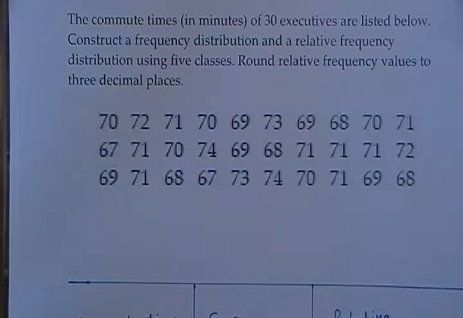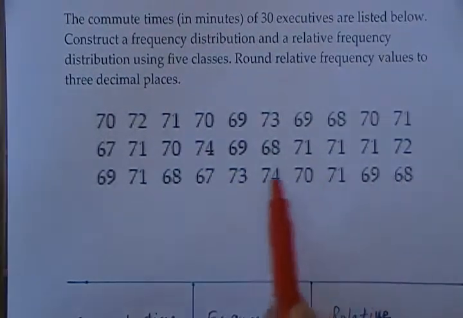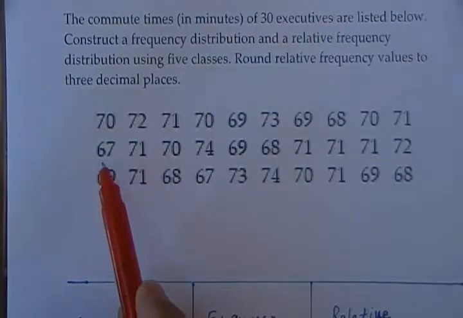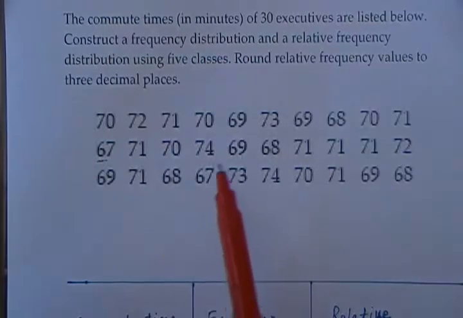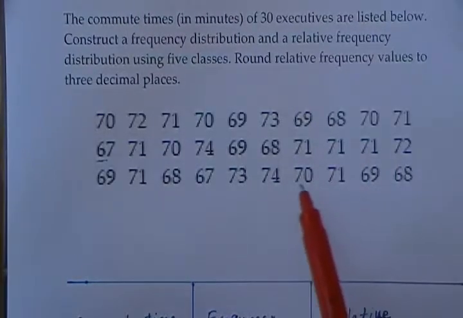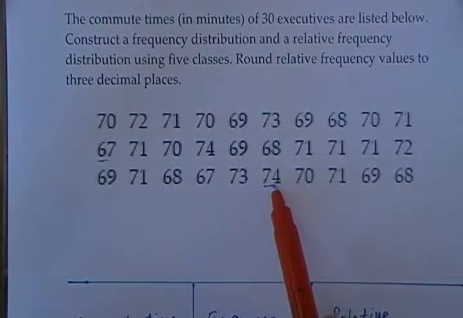So in order to answer this question, the first thing we have to do is find the smallest data value. If you look carefully at these numbers, you see that the smallest value in all of these is 67. So this is the smallest observation. And then the next thing we have to do is find the largest data value, or the largest observation. And if you look among these numbers, there's 74. So 74 is the largest one.